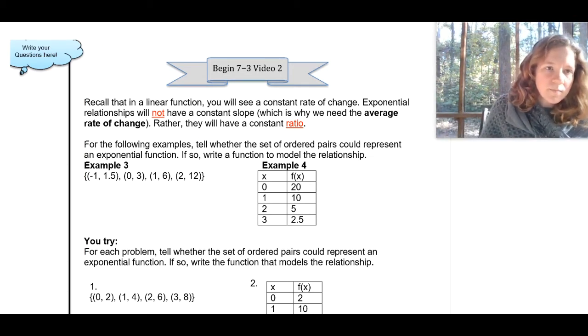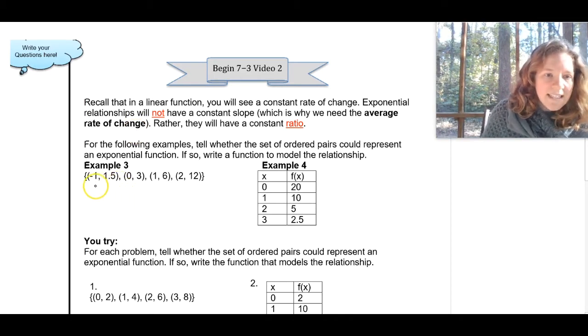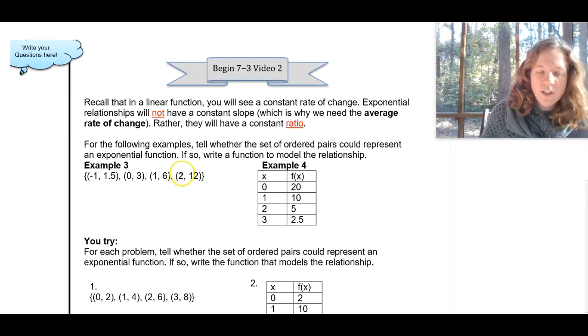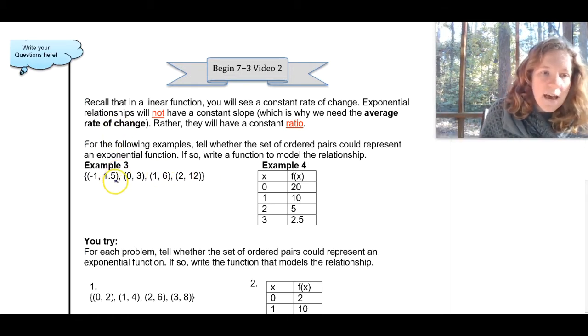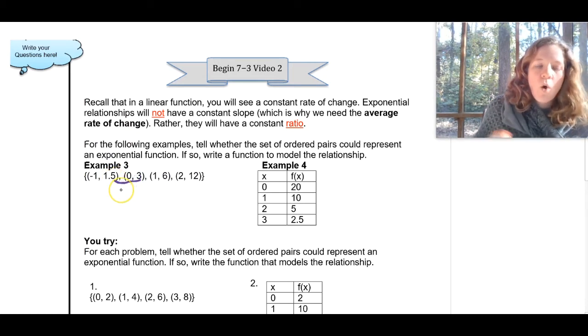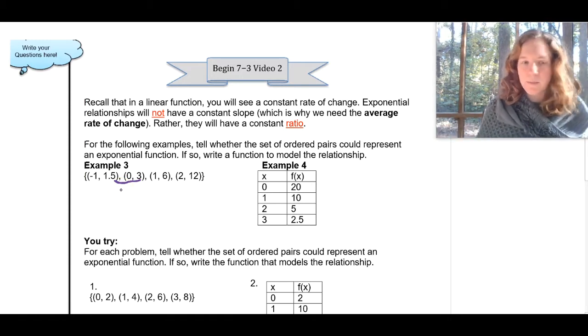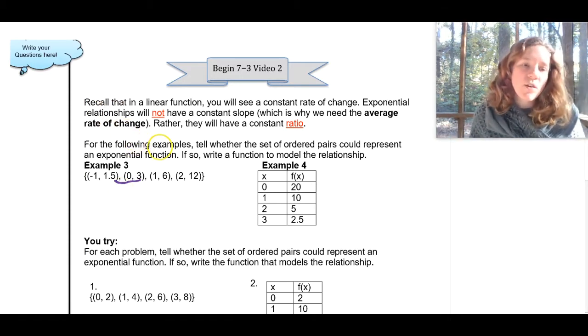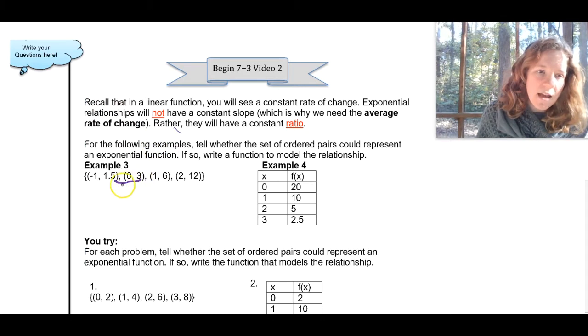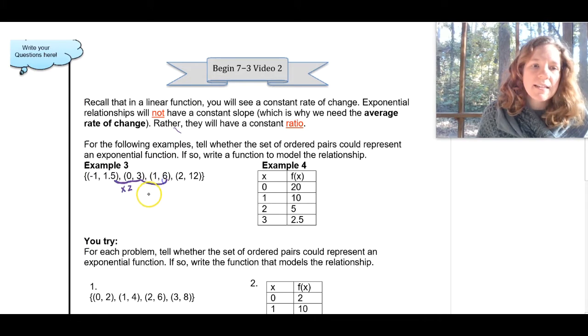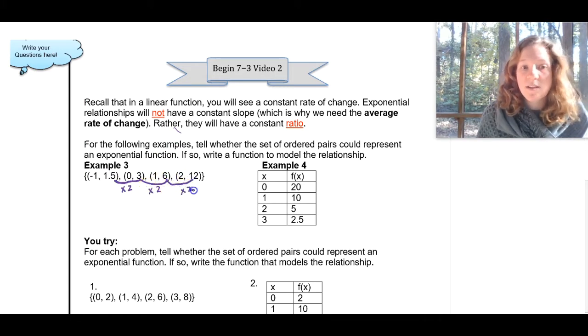So for this, what I need to see is this is going up by 1, -1 to 0, 0 to 1, 1 to 2. So my x values are increasing by just 1. I need to see what is happening to my y values. When I go from 1.5 to 3, what am I multiplying by? So I can tell then that I'm going 1.5 times 2 is 3, and 3 times 2 is 6, and 6 times 2 is 12.